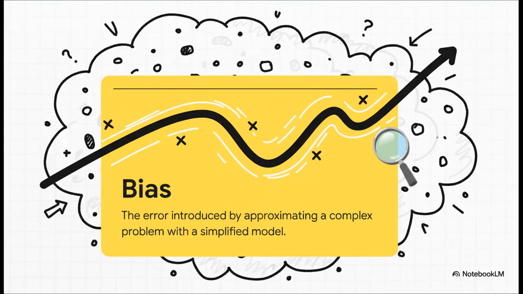Okay, so first up is bias. This is the kind of error you get when your model is just too simple for the job. It makes these big, sweeping assumptions about the data, and because of that, it totally misses the subtle, important patterns that are actually there. A model with high bias is kind of stubborn. It's consistently wrong, and usually in the same exact way.